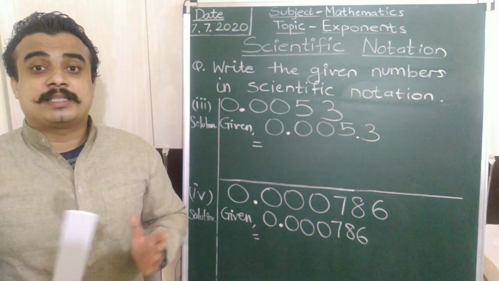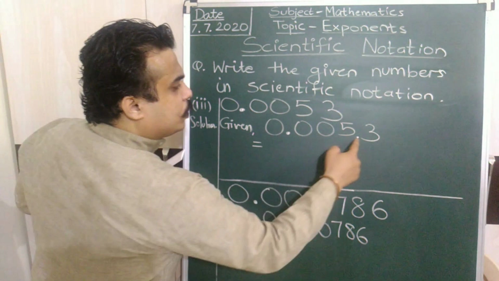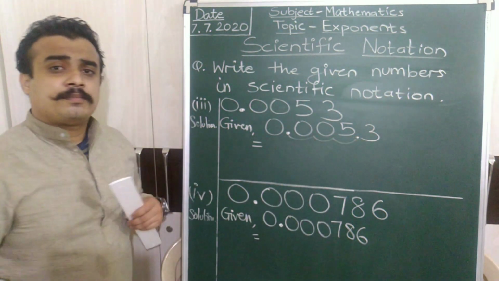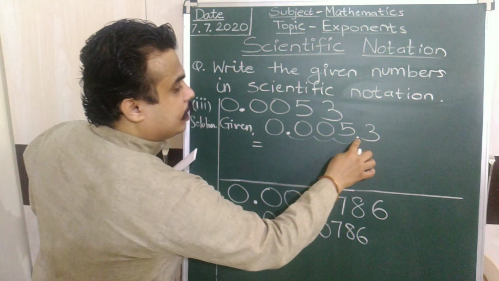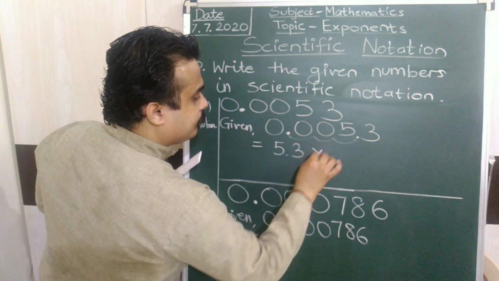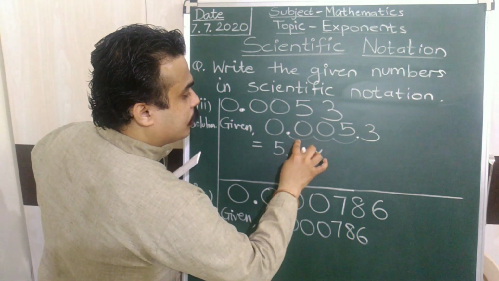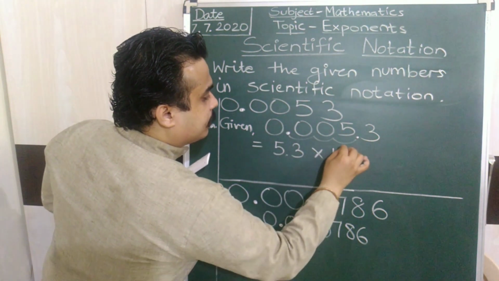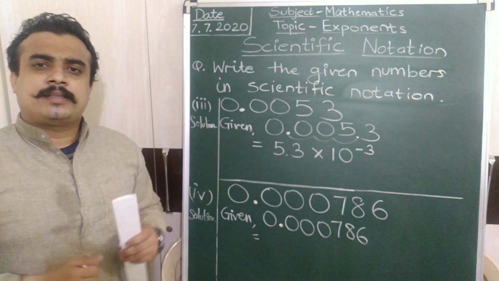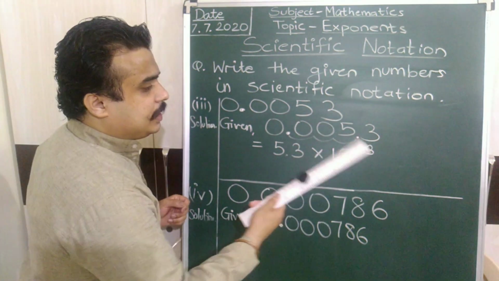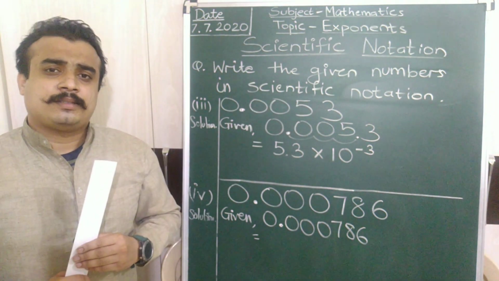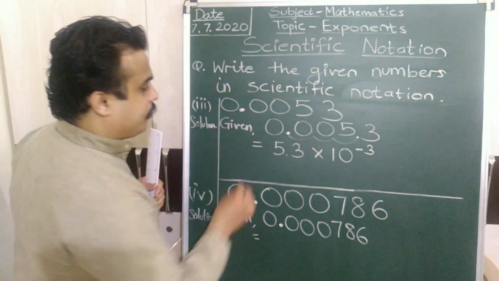Now let's see what that means. To reach here we have to take how many steps? 1, 2, 3. 3 steps. Okay, so if the point is here, that means it will become 5.3. And how many steps have we taken? 1, 2, 3. That means -3. This minus indicates that we have moved towards right. Okay, now this will be the final answer.